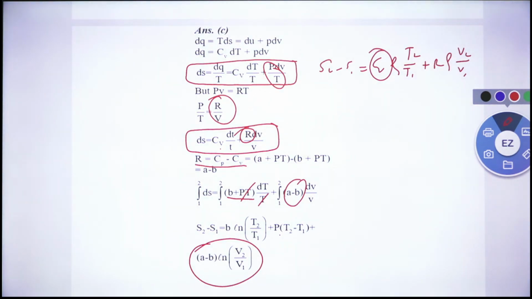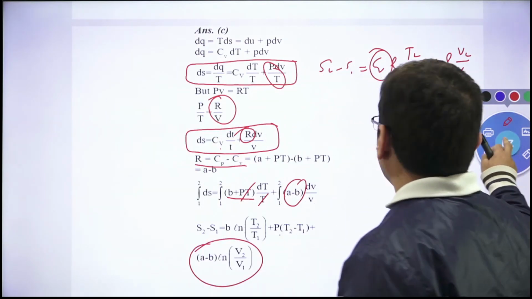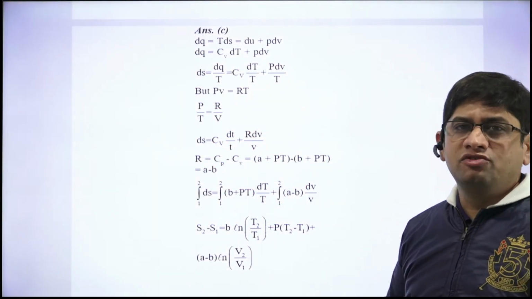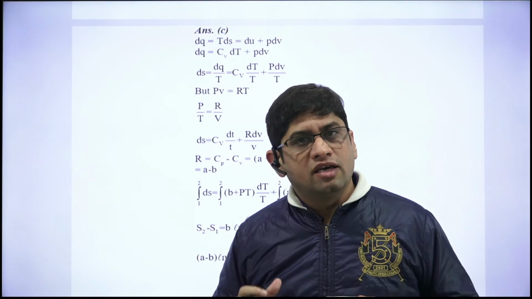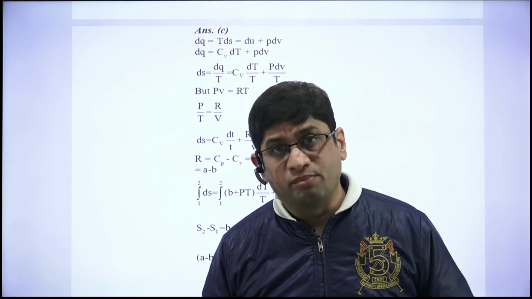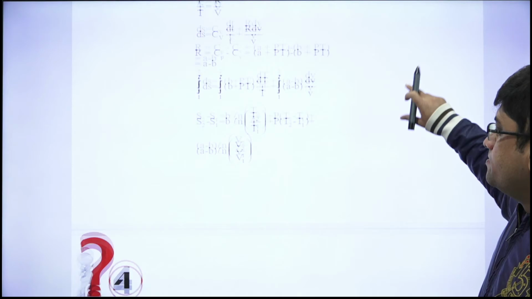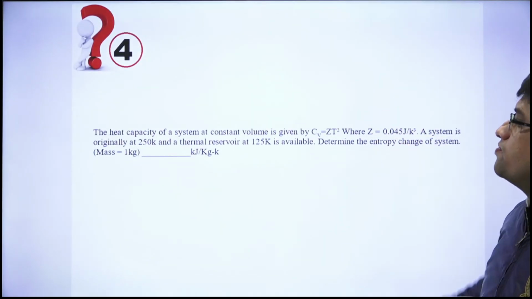Fine. So I hope you got this particular thing. It was nothing but an integration question, but you can expect that he gives you Cp, Cv not as constant terms, but as a function of temperature. So how do you have to solve that? Okay, let's read the next question now.